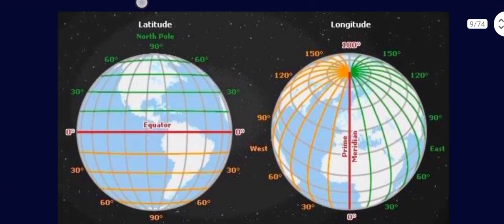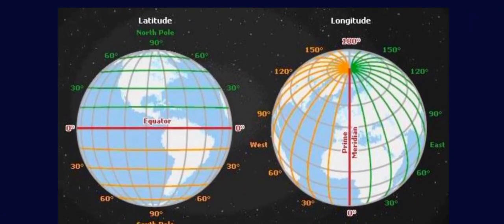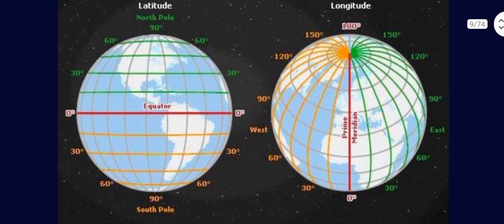Here is the latitude and longitude lines. As you can see, equator is 0 degree, 30 degree is Tropic of Capricorn and Cancer, southern hemisphere and northern hemisphere, and then you got 60 degree, and North Pole is 60 to 90, exactly the same for the south also. And when it comes to longitude, it is 180 degree.